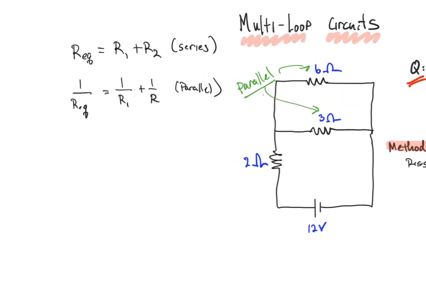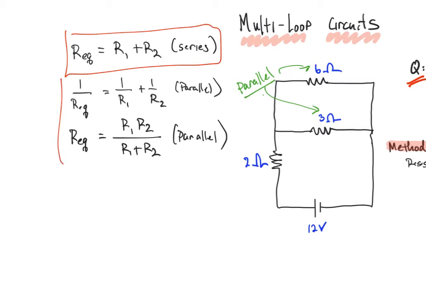I will note that there's a simpler way of writing this. I can write the equivalent resistance another way: R1 times R2 all over R1 plus R2. That's another way of writing this. So this is another expression for parallel addition. So we have these two different relationships, and we're going to use both of them here to evaluate this multi-loop circuit.